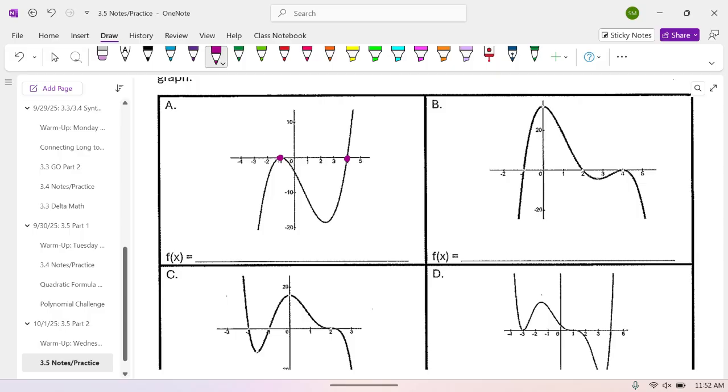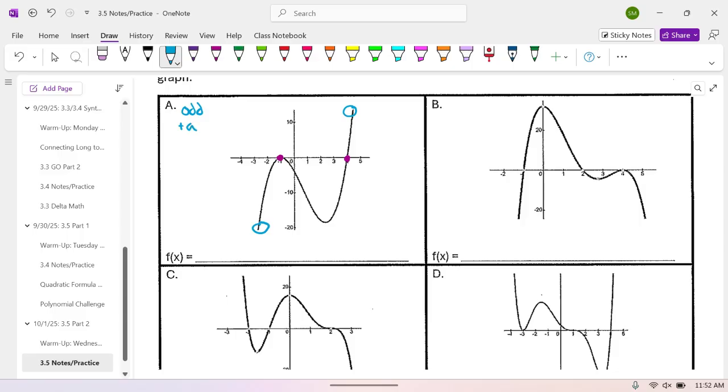For letter A, do you think it's going to be an odd or even function? It's odd because the tails are going in opposite directions. We're looking at these tails. Now, our leading coefficient, the A value, do you think it's going to be positive or negative? Positive.